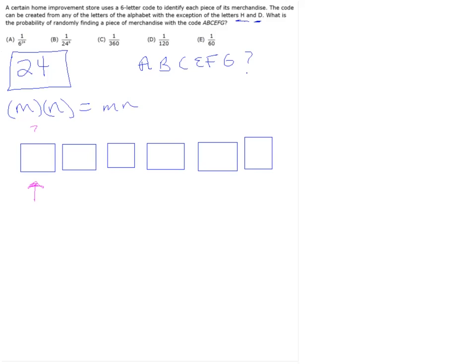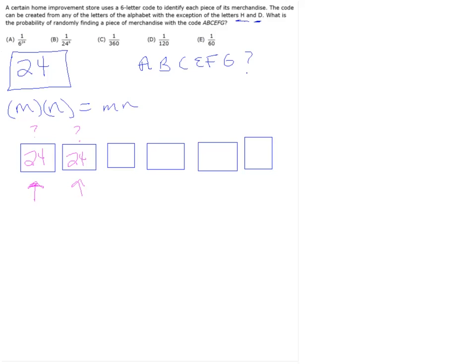So if you just ask yourself, how many different options could the store use for this first position? Well, it's 24, right? It could be any of the letters of the alphabet with the exception of H and D. So 24 letters could go here. Now, for the second option, it doesn't tell us we can't repeat letters, which is something you need to be alive to and cognizant of, right? If they told you no letters could be repeated, that's a different story. But here, the step doesn't tell us that, so we could reuse any of those 24 letters there.